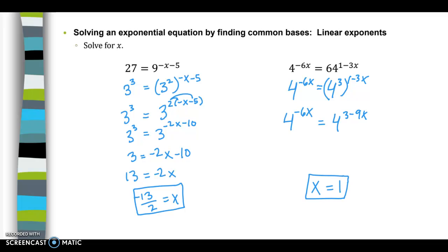And then now the bases are the same, so we can set the exponents equal to each other. So we get negative 6x equals 3 minus 9x. So let's go ahead and add 9x to both sides. So we get 3x equals 3, and then divide by 3, and we'll get x equals 1. So that's how you can solve with finding common bases.